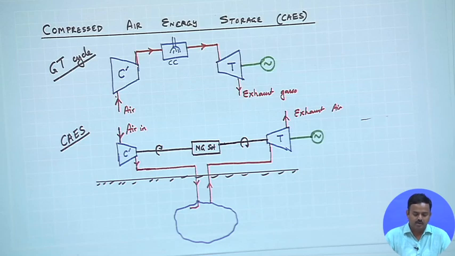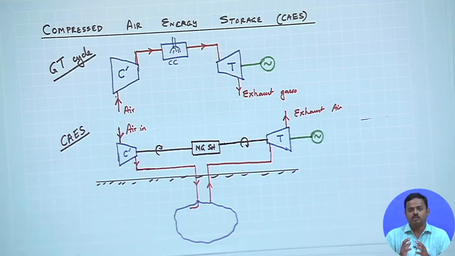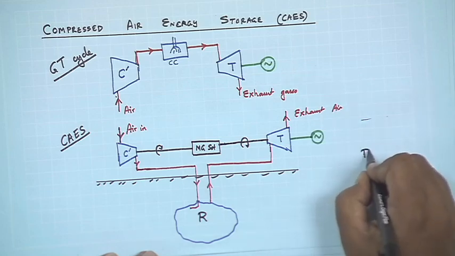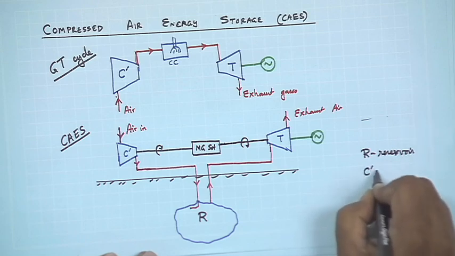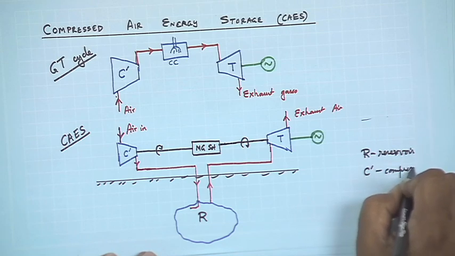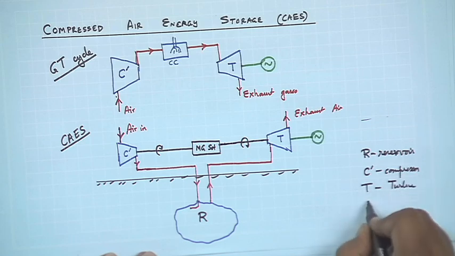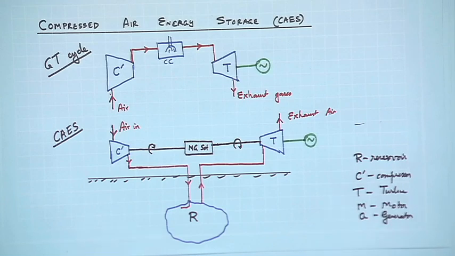Again, to repeat, you take air and compress it in a compressor, so that it is now at high pressure, therefore low volume, and at high temperature, which is now stored in a reservoir. So, let me name that R, where R is the reservoir, C prime is the compressor, T is the turbine, M is the motor, G is the generator. So, all this good stuff, all right.